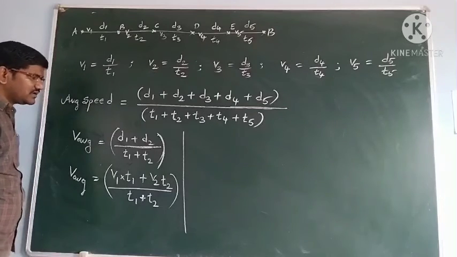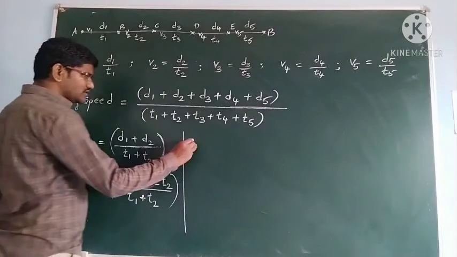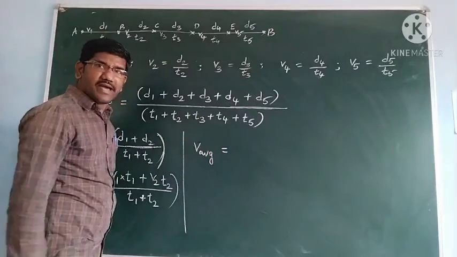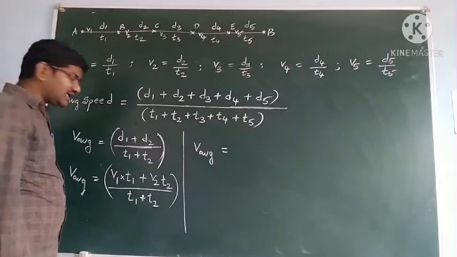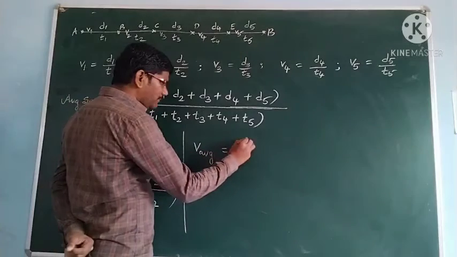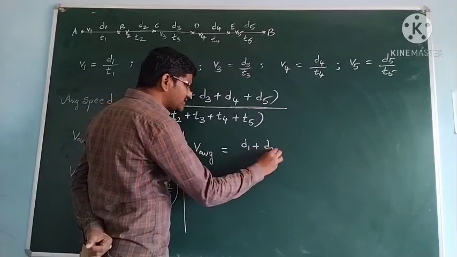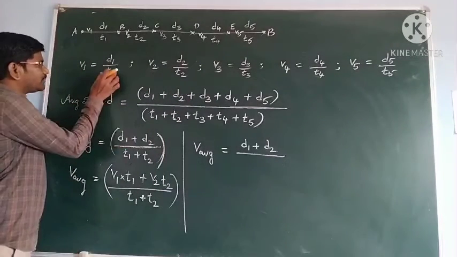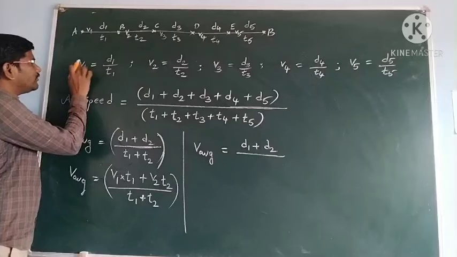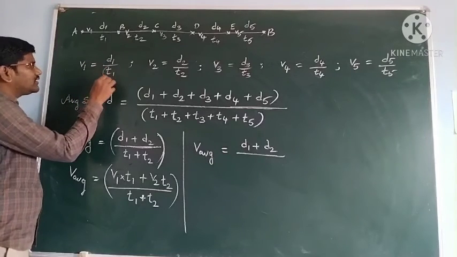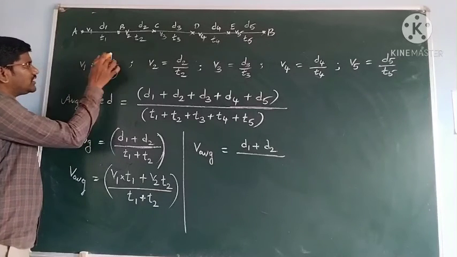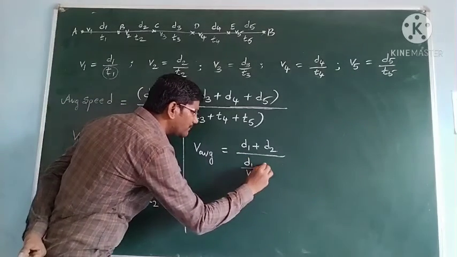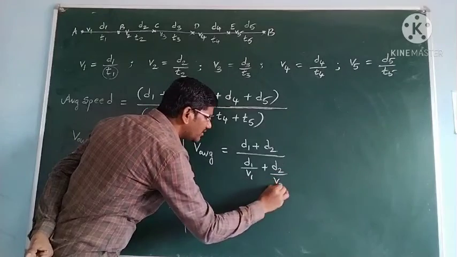Okay, students, suppose the same average speed, we have distances given. D1, D2, two distances you have, but you don't know the times. Times are not known, but speeds are known. V1, V2 are known. Then make T1 the subject here. If you make T1 the subject, D1 by V1 plus D2 by V2.